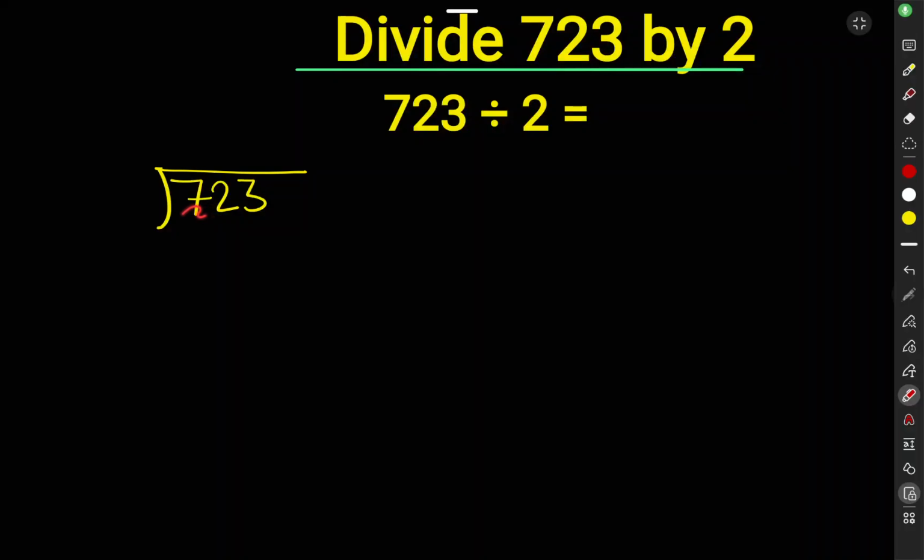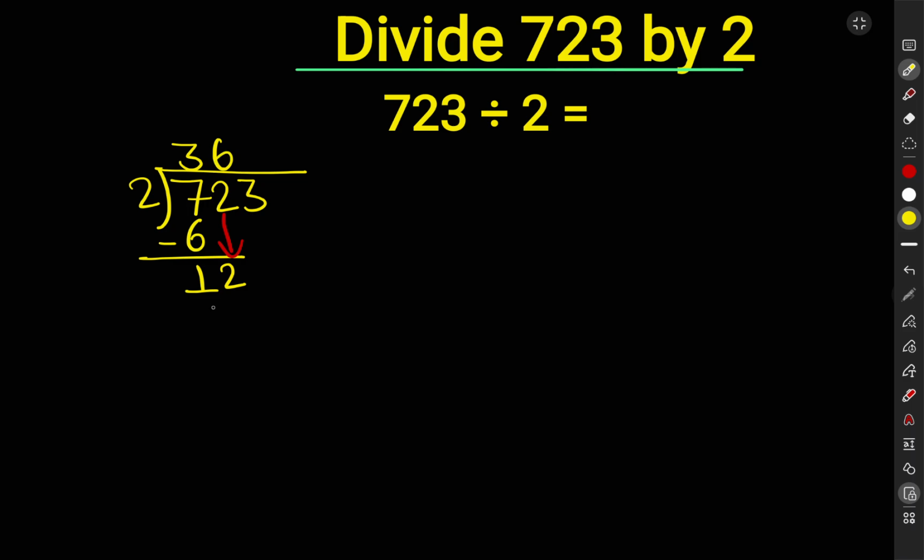We divide 723 by 2 in long division method. So 2 times 3 is 6. On subtracting we get 1. So now we put down these 2 and it is 12.